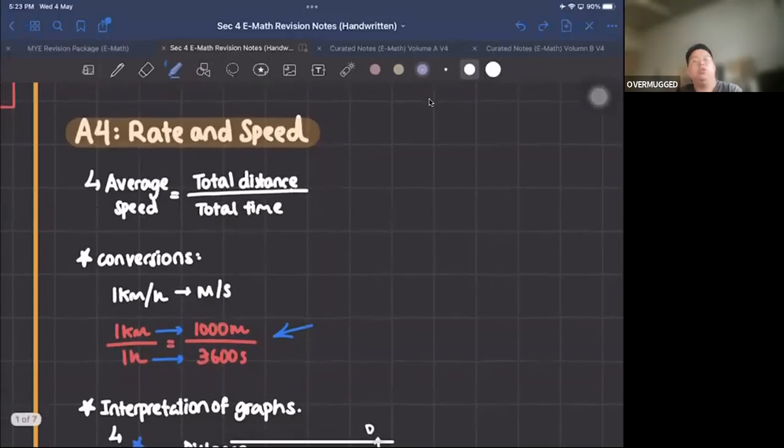Rate and speed. So this chapter is not difficult. The only thing difficult is the interpretation of the graph, which I'll come to in a while.